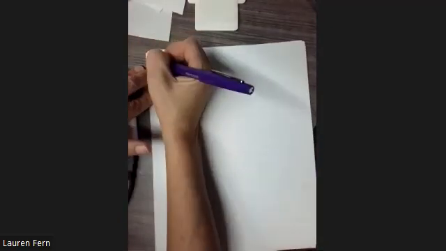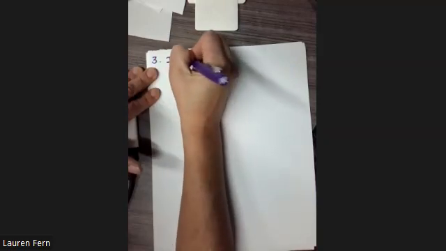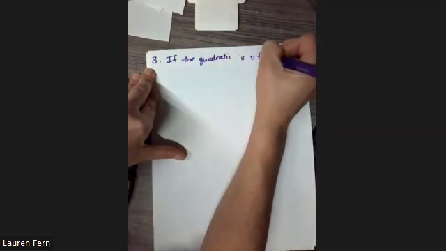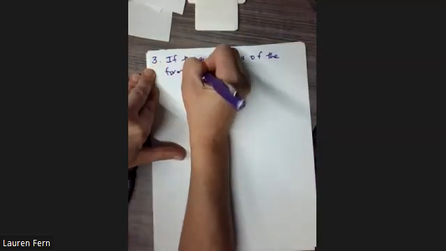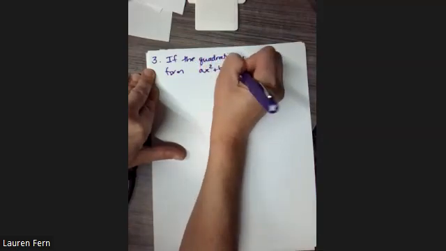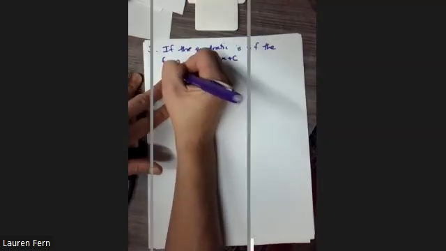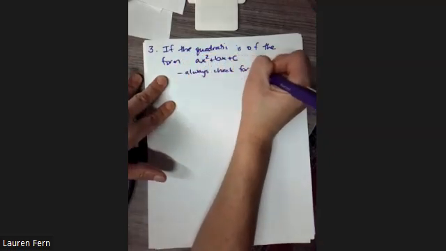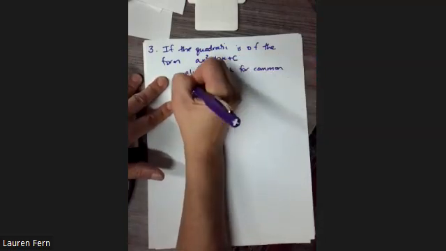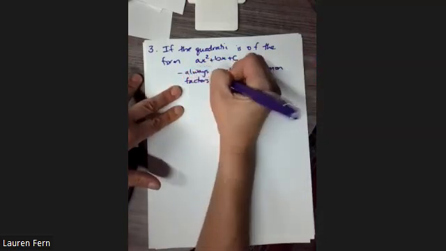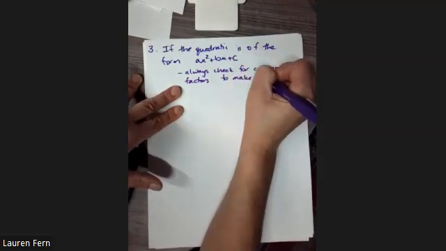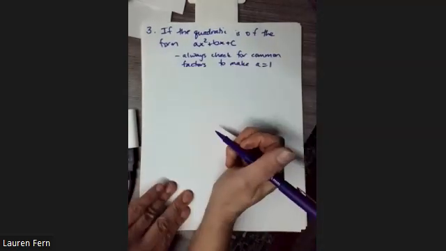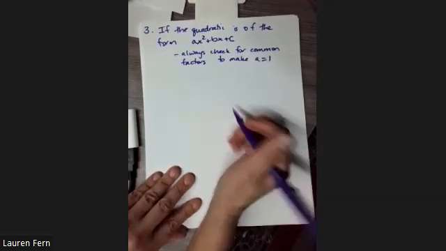So step 3 for factoring. If the quadratic is of the form ax squared plus bx plus c, first thing you want to do is always check for common factors, just like our previous example, to make a equal 1, because then we can use what we just did. But we can't always do that.